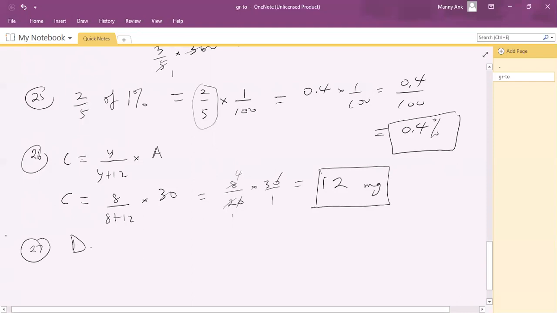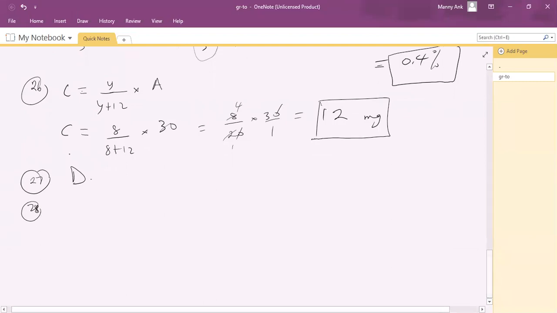Then what is 28? 28, you have a right angle triangle, right? If I draw that out. These are the legs, the short leg and the leg. So this is 12 and then 9. The one here is called the hypotenuse. So it's B, it's 15.